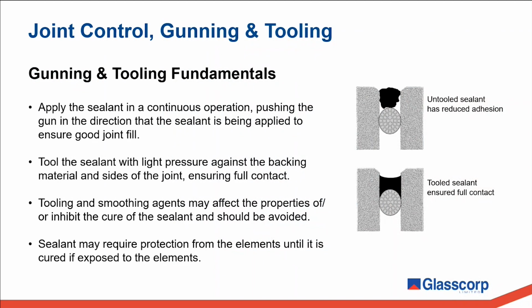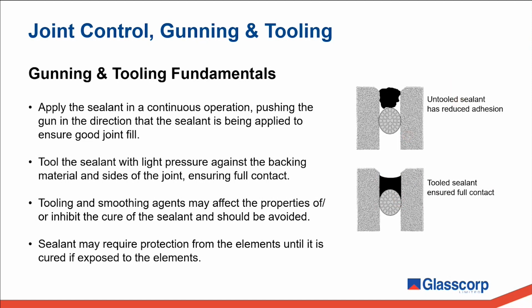So after cleaning, priming if required, and installation of the backing material, the sealant can be installed into the joint. It's essential that the sealant fully fills the joint opening and the joint is tooled to ensure full wetting out of the adjacent sides. This wetting of the substrate is necessary for the sealant to develop proper adhesion. So here's a good example of a sealant joint that's been fully positive pressure applied, fully wetted out, good adhesion on all sides, compared with one that hasn't.